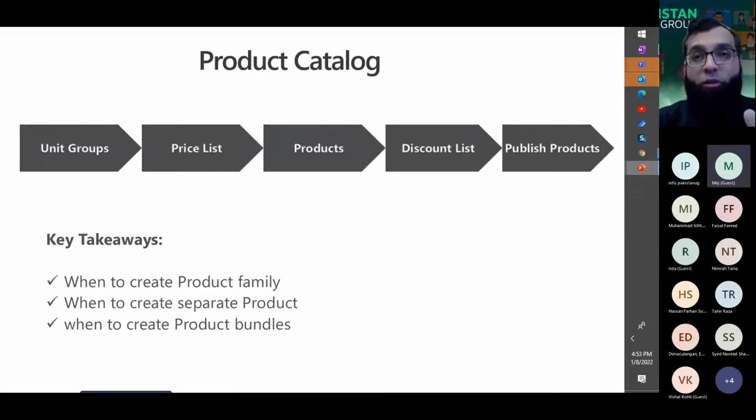Then it's the product that you apply these things to. Just as an example I gave, the can will be sold in a bundle of 12, in a bundle of 24. After that, if I'm buying maybe 4 or 5 bundles from you, you can provide me the discount list as well. And once everything is applied, you can publish the product.